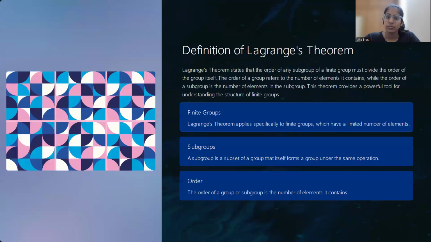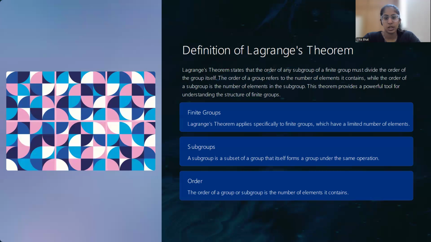So, what is the definition of Lagrange's theorem? It states that the order of any subgroup of a finite group must divide the order of the group itself. The order of a group refers to the number of elements it contains, while the order of a subgroup is the number of elements in the subgroup. This theorem provides a powerful tool for understanding the structure of finite groups.